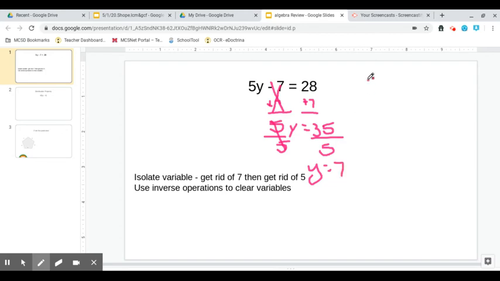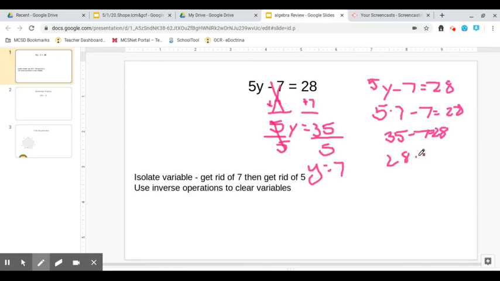If we want, we can easily check this by plugging our answer back into the original equation. Okay, 5 times y, we said y is 7, minus 7 is 28. Order of operation says 7 times 5 first is 35, minus 7 is 28. 35 minus 7 is 28. So I got 28 to be equal to 28. So I know my answer is correct.